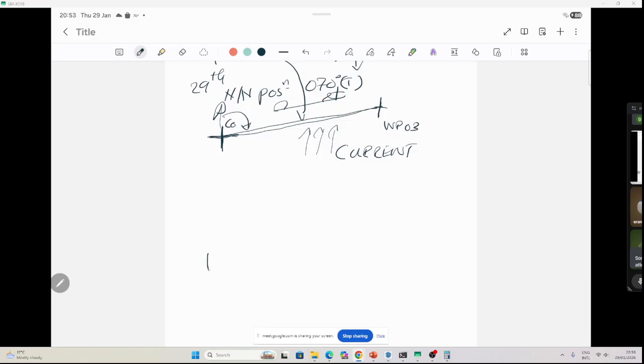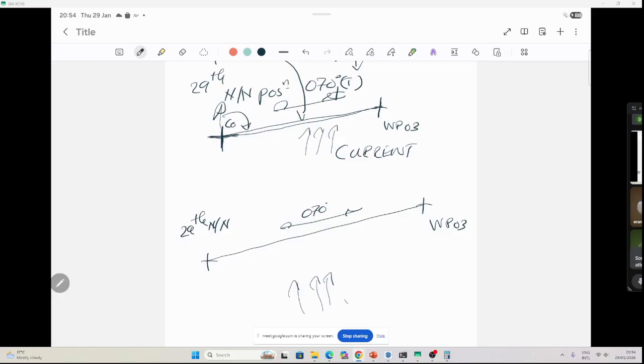Did you understand? So I will draw it in a much clearer way. This is waypoint 3. This is your 29th noon. Right? You are supposed to steer on 070. And because of the current pushing you, you have ended up on 20.